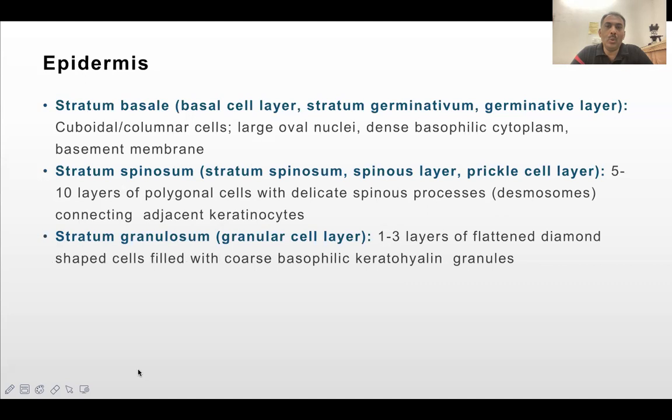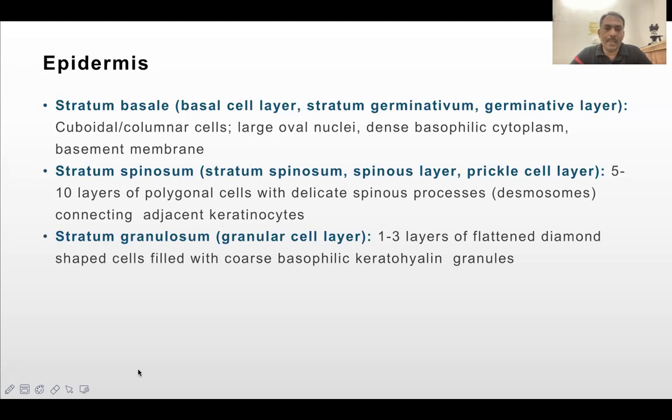The basement membrane is the zone which separates the epidermis from the dermis. It consists of various factors which bind these cells to the basal layer. The stratum spinosum is the second layer from the bottom, also known as the spinous layer or the prickle cell layer. This layer is 5 to 10 layers of polygonal cells with delicate spinous processes called desmosomes, which are connected with adjacent keratinocytes.